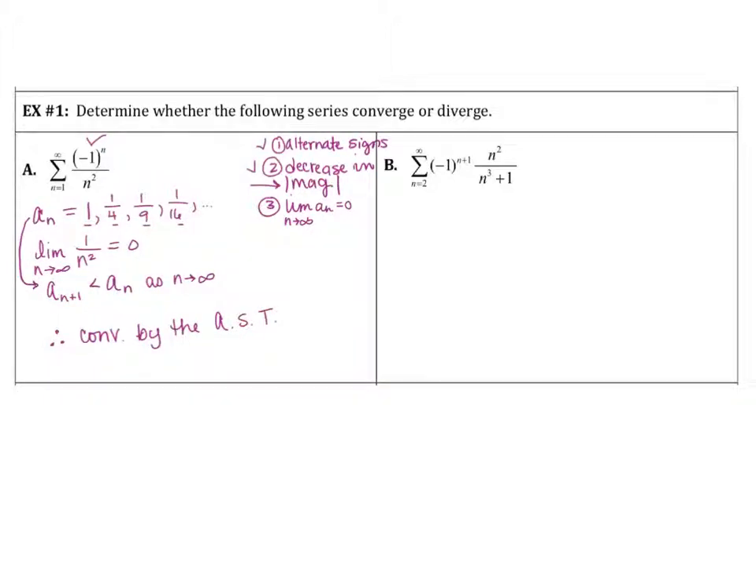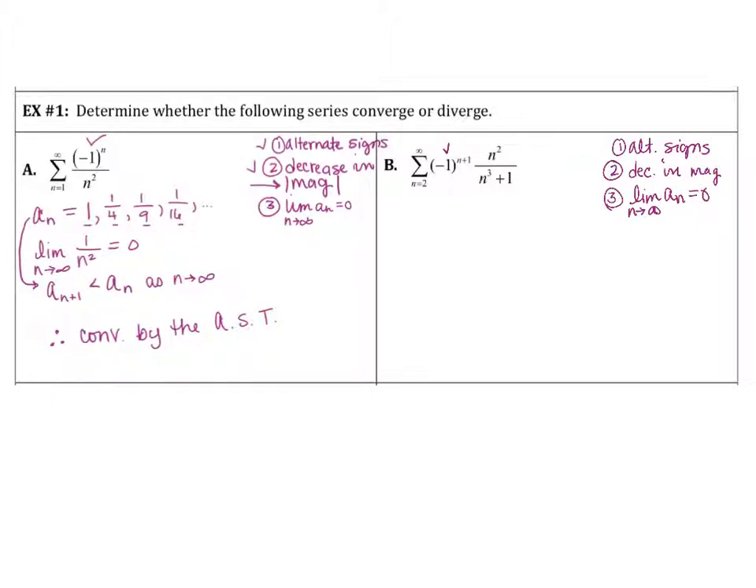All right, so let's look at our next problem, part B. Again, we need to look at our 3 conditions. 1, do we have alternating signs? And as soon as we see that, that is true. 2, are we decreasing in magnitude? And then the third thing is that limit as n approaches infinity of a sub n, does that tend towards 0?